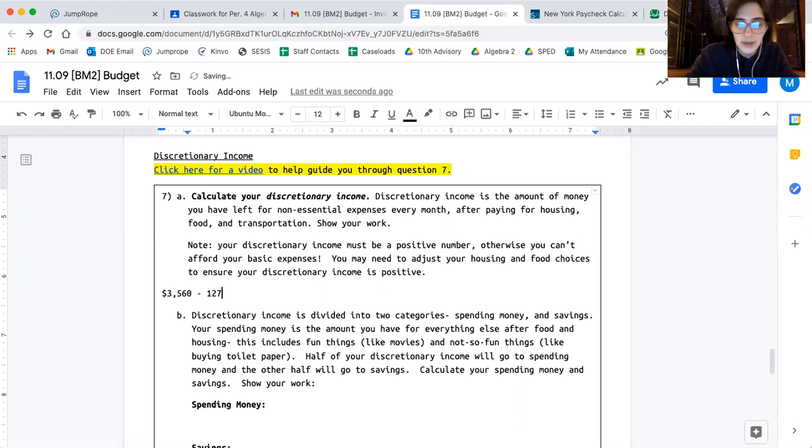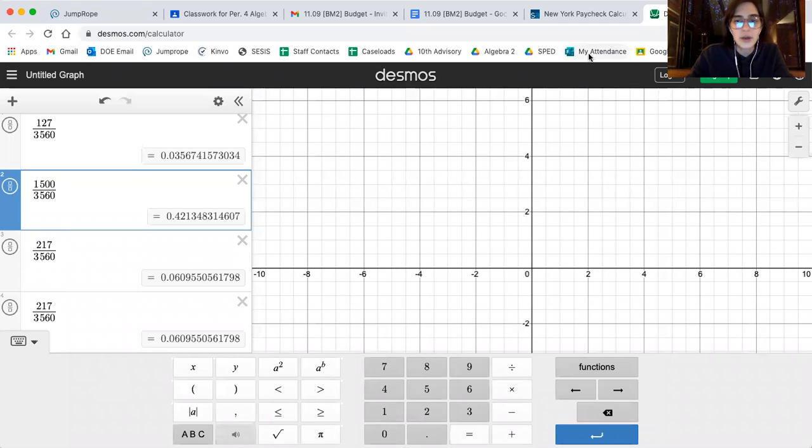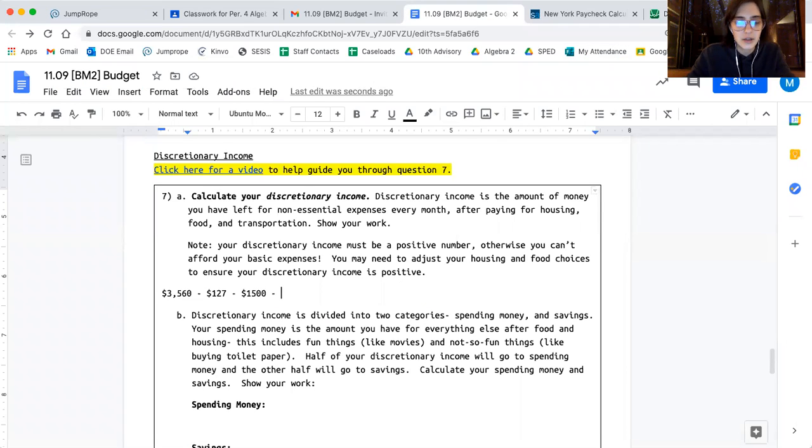I chose the subway. So I got minus $127. I'm spending on that every month. Minus my housing. I chose the studio apartment, so that's $1,500. And minus my groceries, which I had calculated to be $217. So I want to calculate all this. That's my take-home pay, minus my transportation, minus my housing, minus my food.